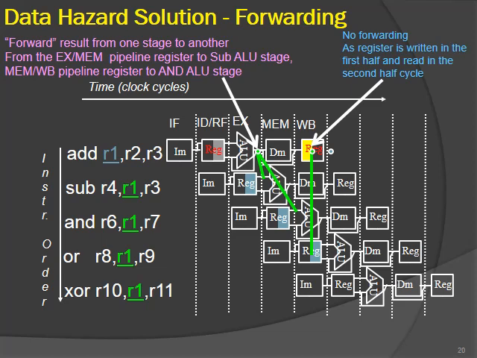The other solution for the data hazard is forwarding. Forward the result from one stage to another stage, that is from the execution memory pipelining register to the subtraction instruction that is utilizing the ALU stage. So by forwarding, we can handle the data hazard problem.